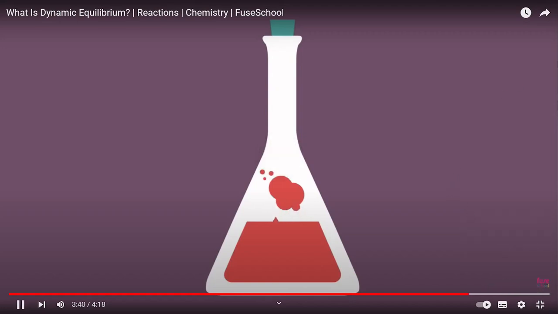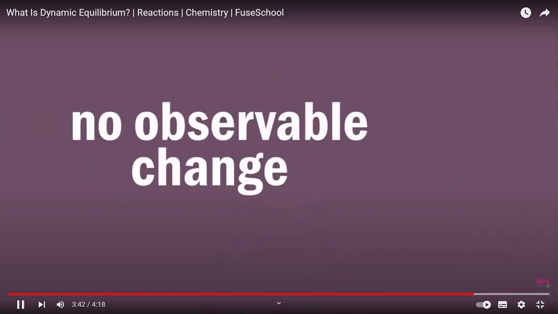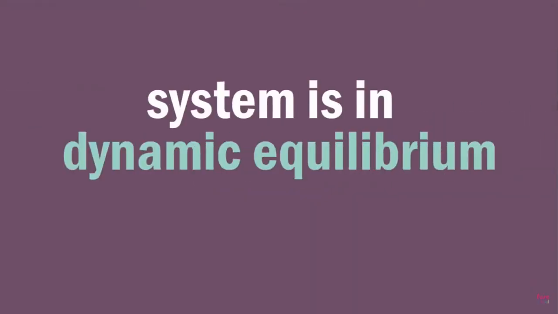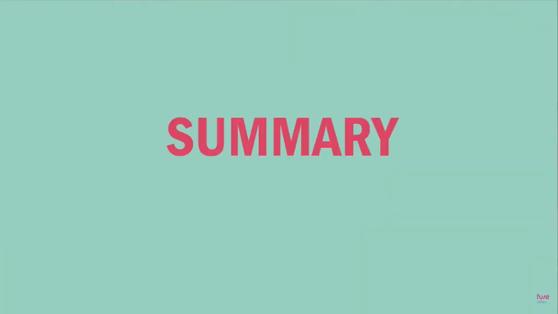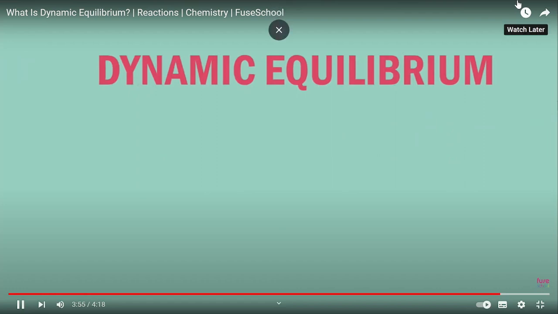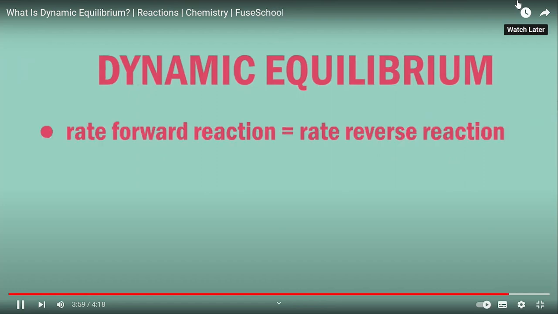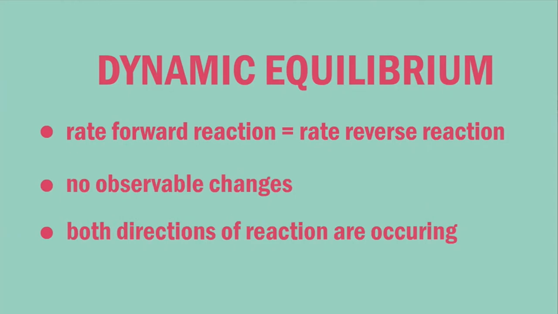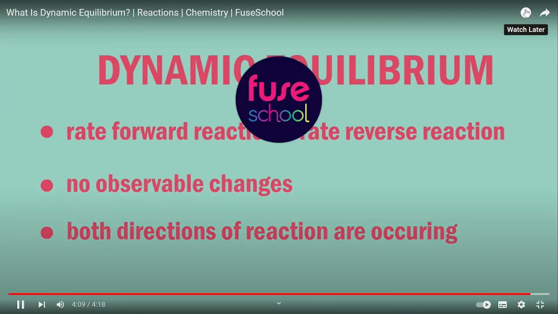Are occurring simultaneously at the same rate, there is no observable macroscopic change, but the system is in fact in dynamic equilibrium. In summary, a chemical system is said to be at equilibrium when the rate of the forward reaction is the same as the rate of the reverse reaction. There are no observable changes, but both directions of the reaction are occurring, so it is a dynamic equilibrium.